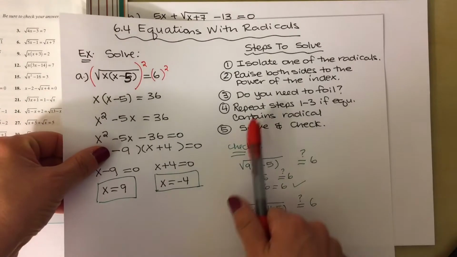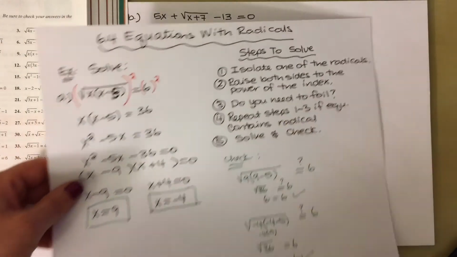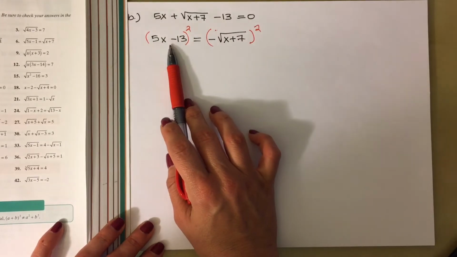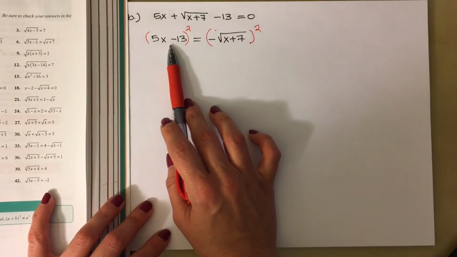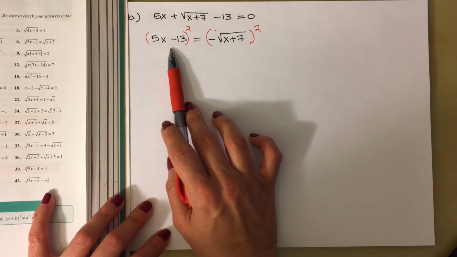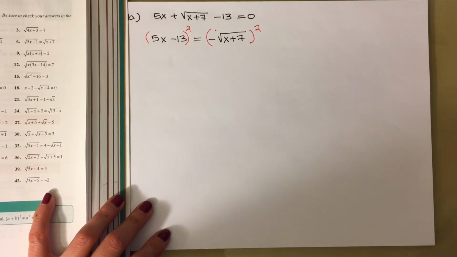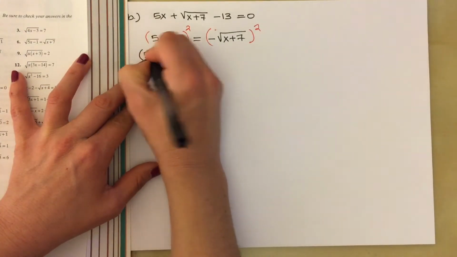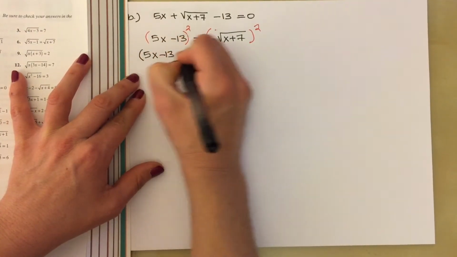Step 3, do you need to FOIL? Let's look at what we have. This is a binomial. If you have a binomial squared, you have to FOIL. So we do need to FOIL here. You can write that twice if you want, because that's essentially how we're going to FOIL.